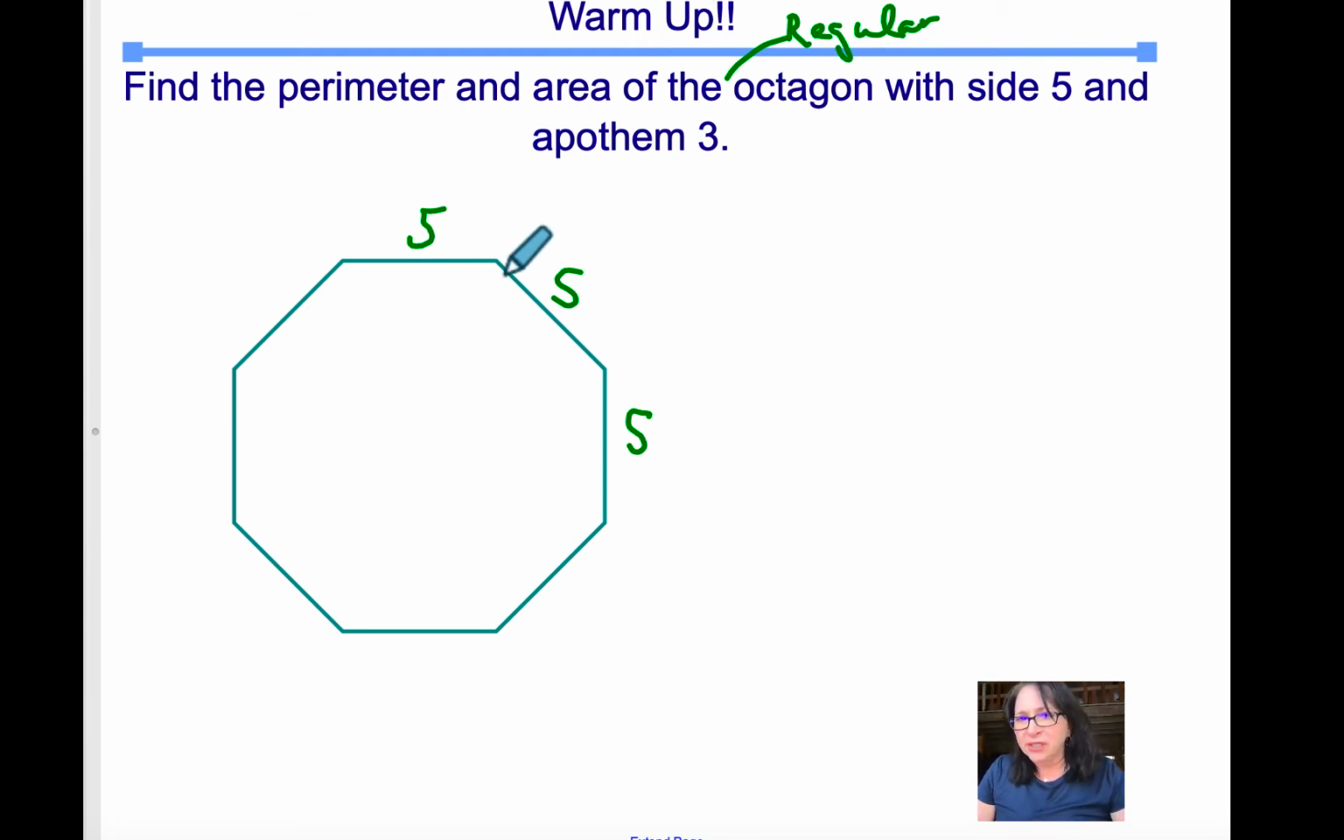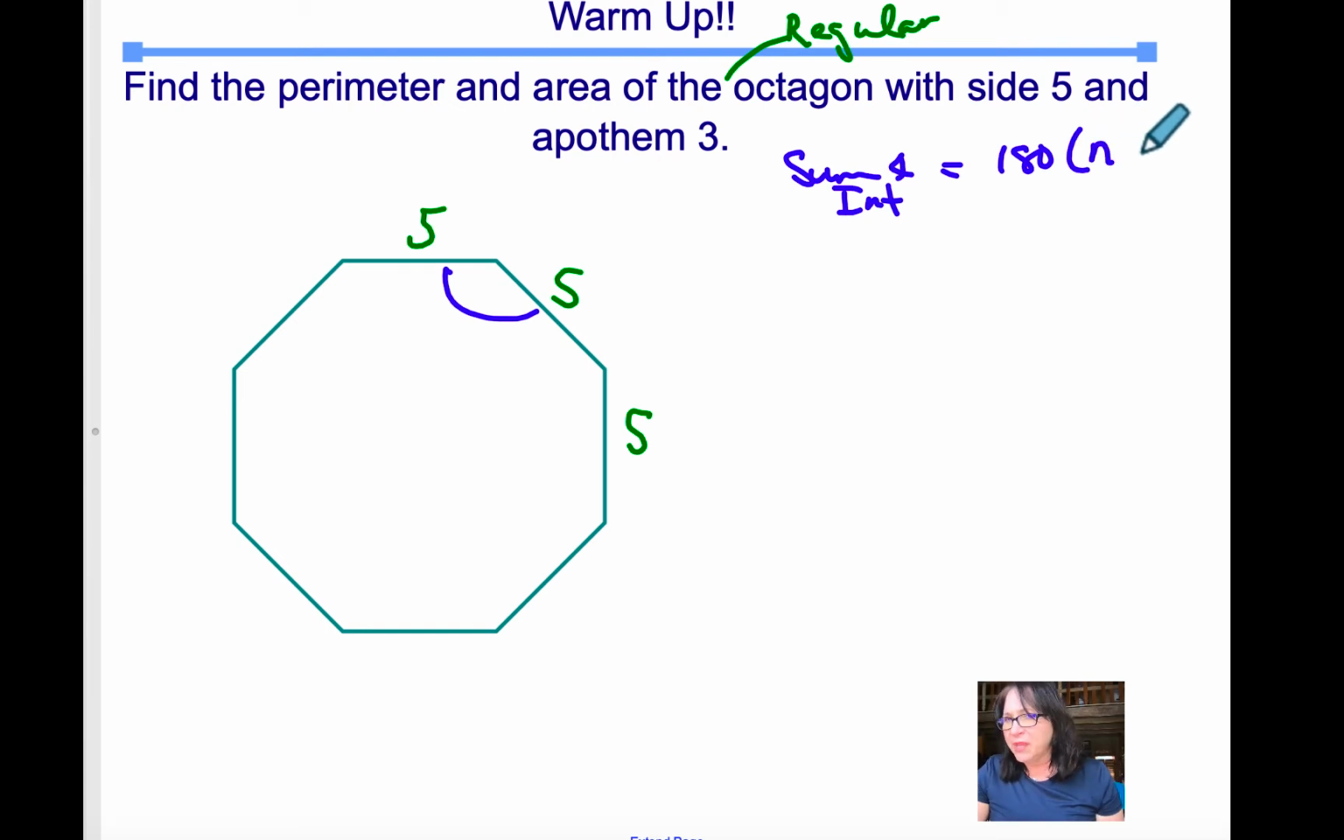Additionally, what you would also need to know is what the value of the angle inside a regular polygon is. So what we would do is first we would use this formula to find the sum of the interior angles. For that, we would go 180 times n, being the number of sides, minus 2. So n, which is 8, 8 minus 2 is 6. So 6 times 180 is 1080. And that's the sum of all the angles.